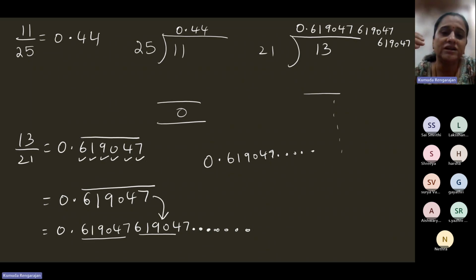So when you divide an integer by an integer, or when you find the decimal expansion of a rational number, you can only get these two results. Either the result is a terminating decimal or a non-terminating but repeating decimal only.